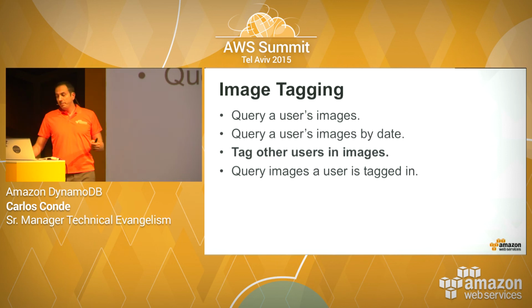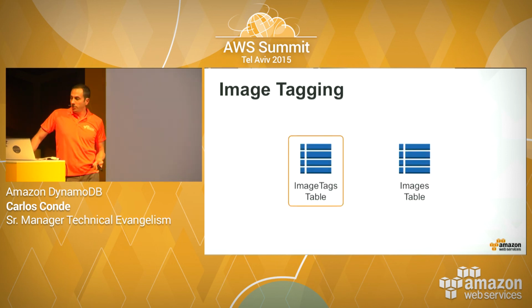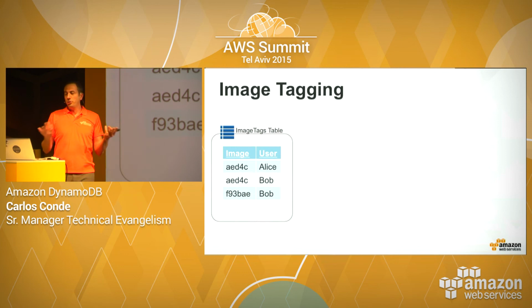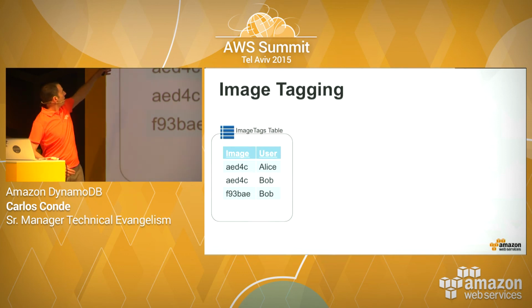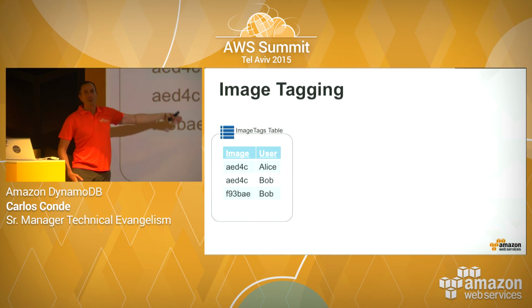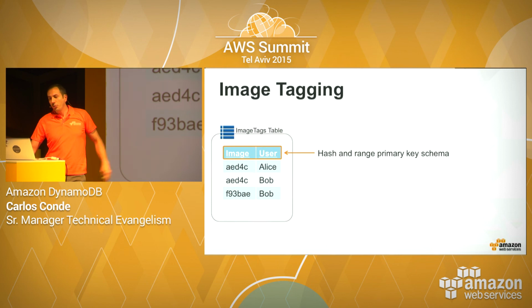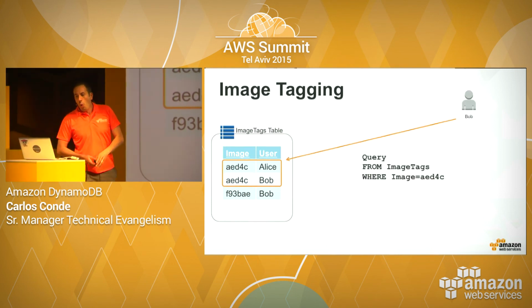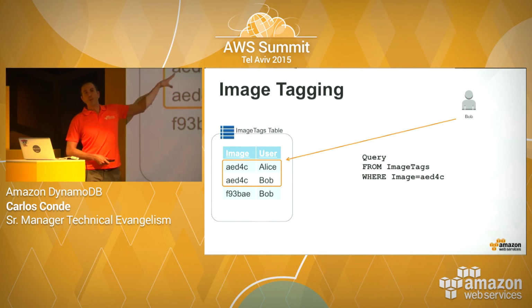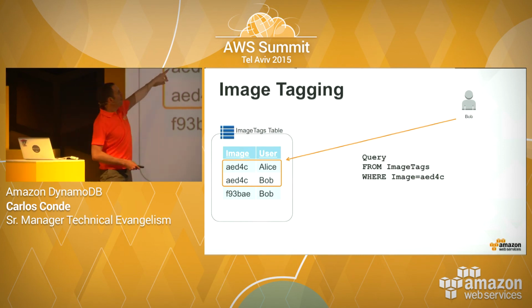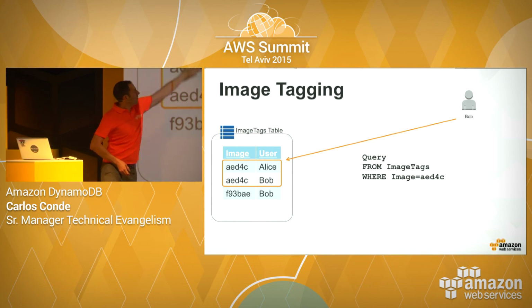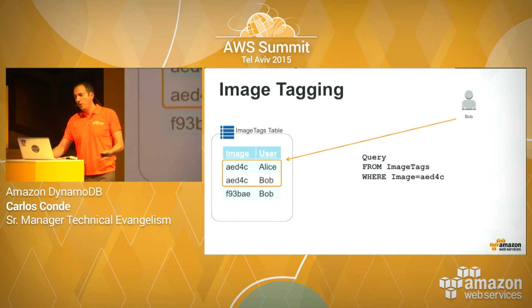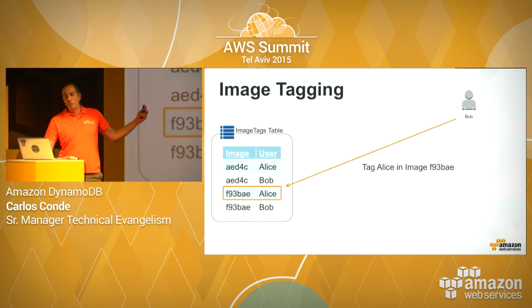Now let's see about the tags. So I'm going to create another table, which is going to be the relationship table. So in a specific image ID, what are all the users that are appearing in this image? So I'm tagging the name of the user. So here again, it's hash and range. And for example, if I want to have the list of all the users that appear in one specific image, I give the name of the image, and I have the list of the users. Okay, so that's pretty straightforward. And if I want to tag another user, I just insert a new line in the table.